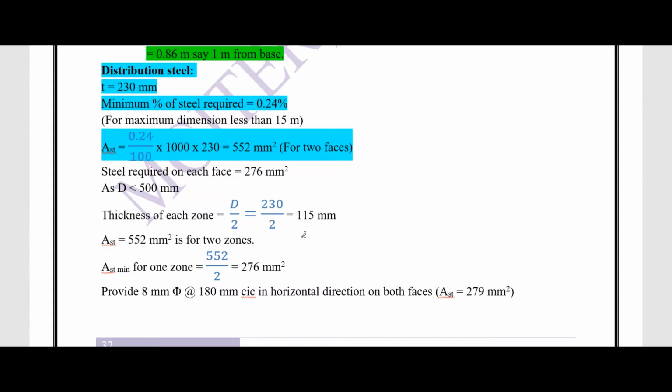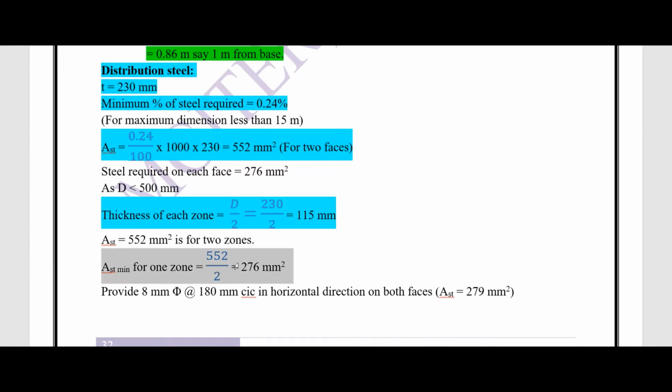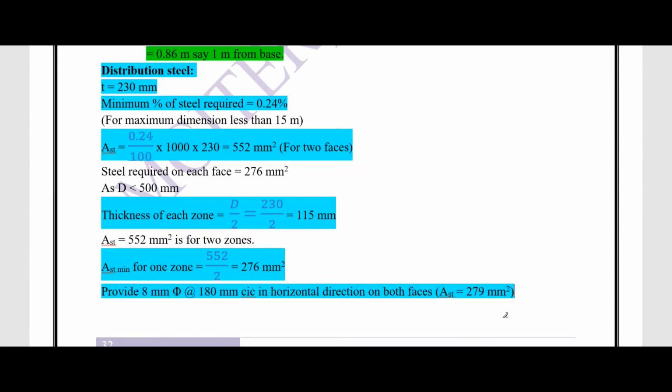So the thickness of each zone is 115 mm. So provided AST minimum for one zone is 276 mm square. So provide 8 mm dia at 180 mm center to center in the horizontal direction on both faces.